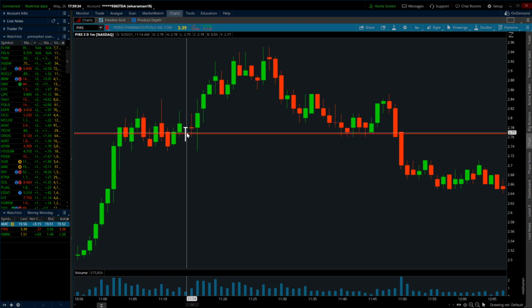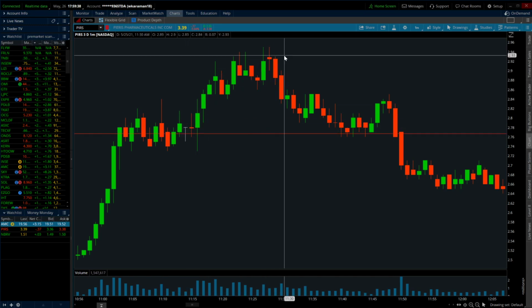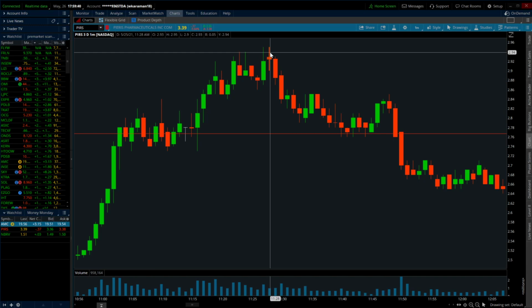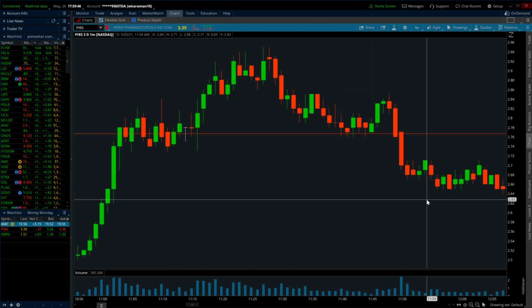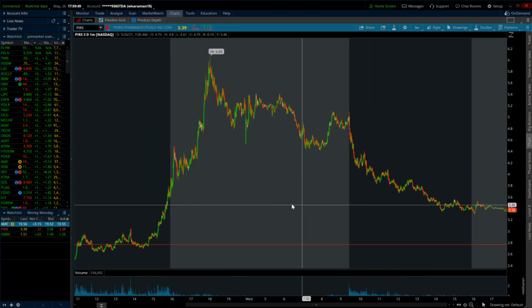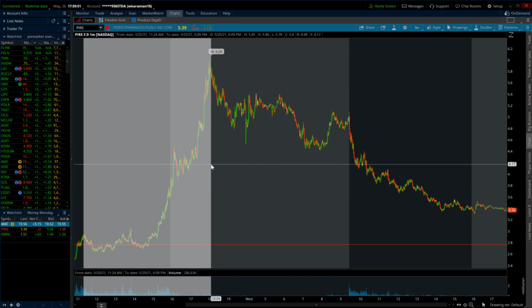Forms a doji at this key level, resistance level, which is now turning support, which is bullish, and then it pushes all the way to 2.95. So, same thing it did as AMC. AMC turned it into support initially, had a small breakout, then it came back down a little bit, but overall it pushed through, so you've got to pay attention to the volume.